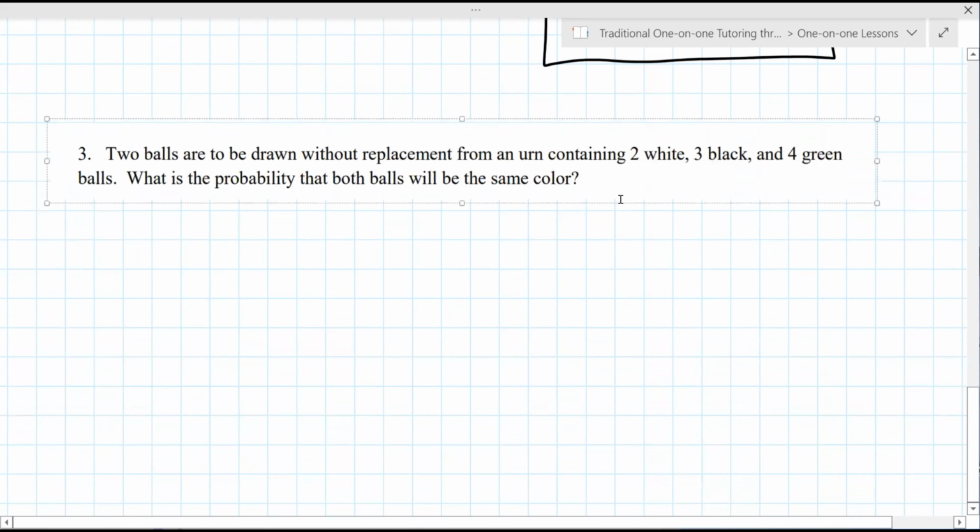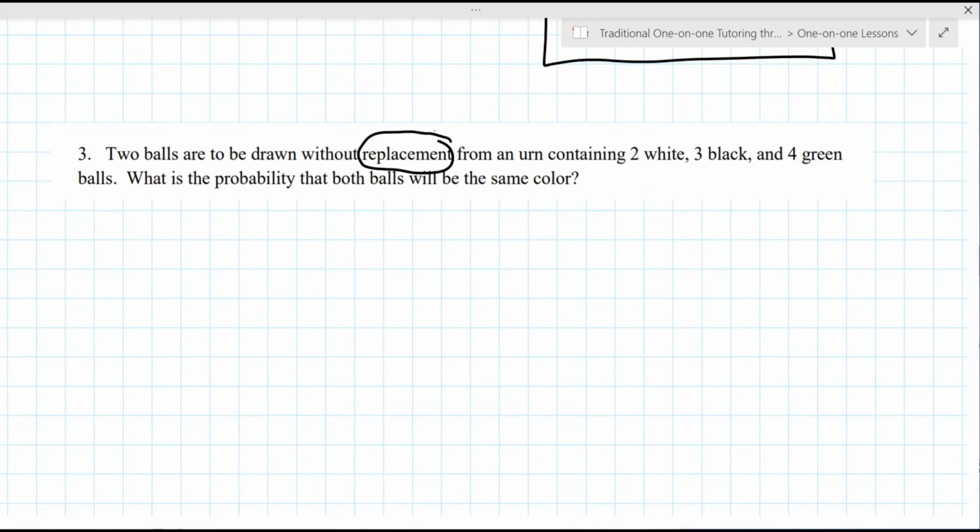All right, so this is another kind of problem. I think we did one like this before, maybe with socks or something. Two balls are to be drawn without replacement. So that's key, without replacement. That means you're not putting them back in. You might think, oh, well, that's obvious, but some problems do say that you put the ball back in after each time. The urn contains 2 white, 3 black, and 4 green balls.